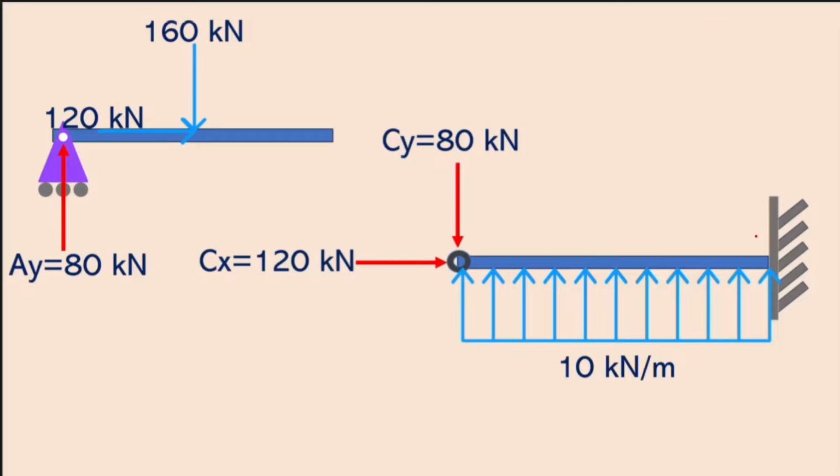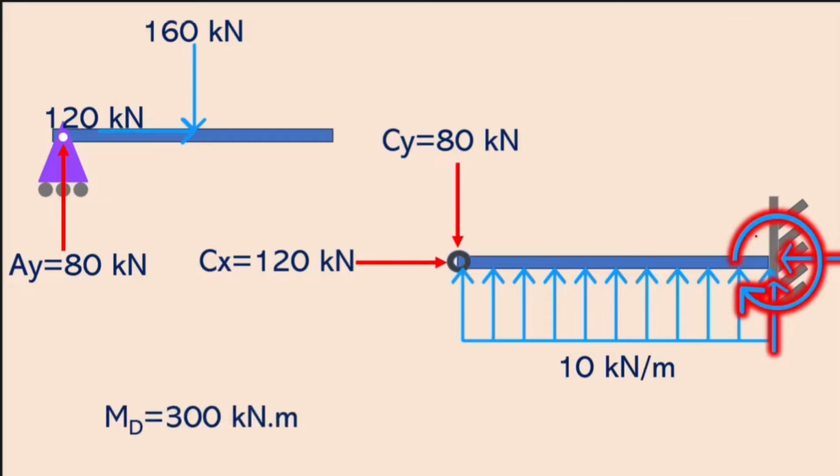Kasi diba, we have 3 reactions. Isang vertical, isang horizontal, and then isang moment reaction. And then ito yung reactions natin. Our MD will be 300, and then our DY will be 20, and then our DX will be 120. Now, you might be wondering saan ko nakuha yung values na to. And so I will just show you the solution.